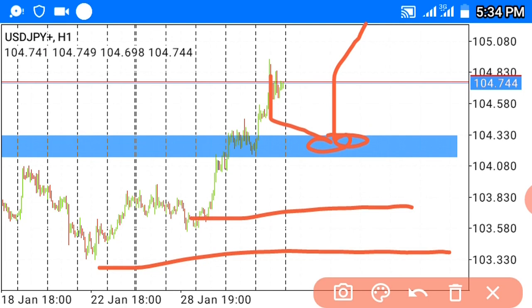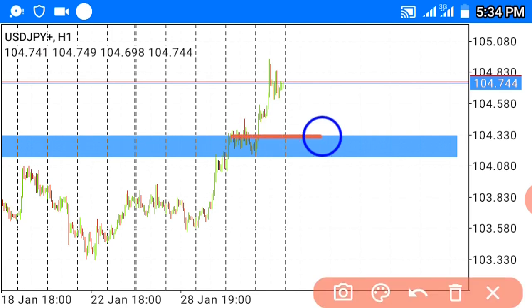Otherwise, if it doesn't come back to test that level, it might also come back to test this level right here. If it comes back here, tests this, and gives us the sign. What we always say is that it's a zone, not really a line. If it gets to the previous zone where the market formed choppy movement, where the market found it difficult to break above it, then once it gets there and gives us signs of continuation, we can look to go along with the new trend of the market. So that's it for USDJPY.